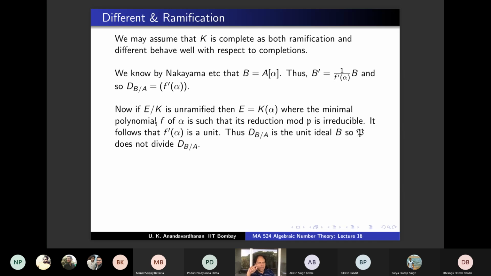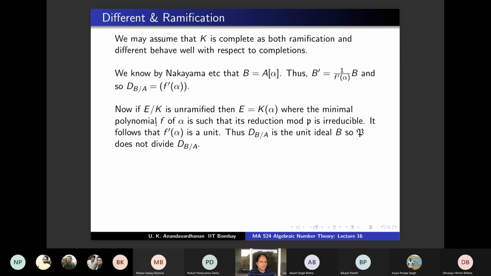You can take the maximal unramified extension of K contained in E. Take all possible unramified extensions of K contained in E and take the composite. That will be unramified, and that is the maximal unramified extension of K contained inside E, and E over that extension is totally ramified. So you can put this unramified extension in between so that the other extension is totally ramified.